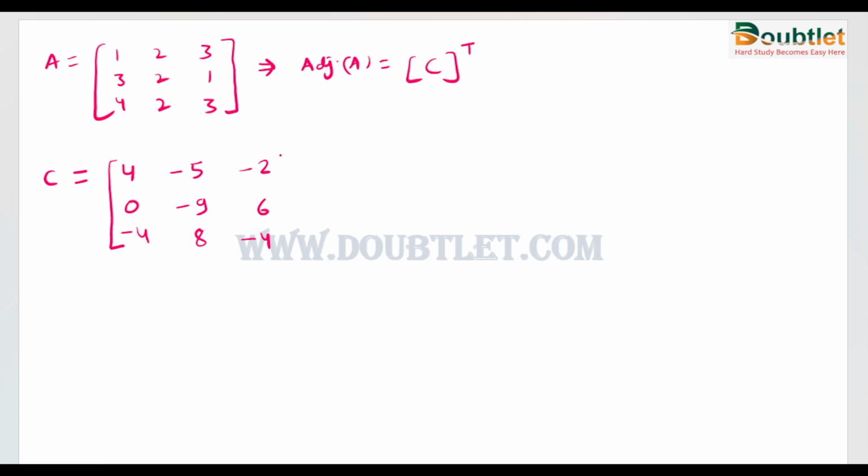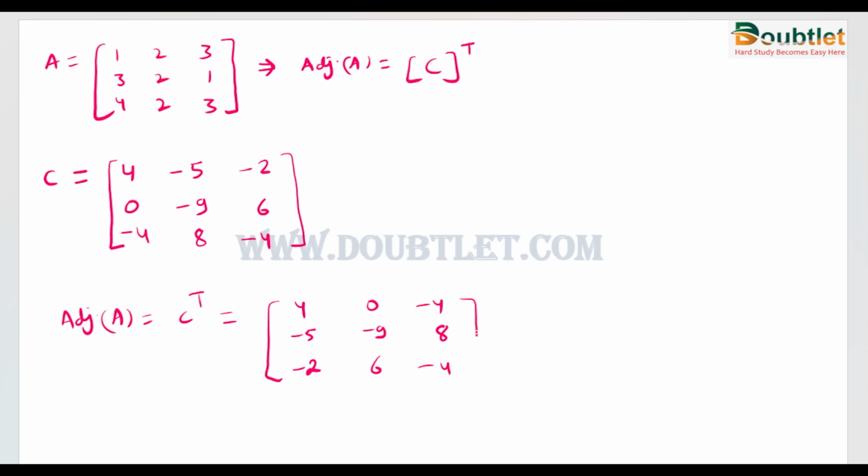Now to find the adjoint of this matrix, we can write that the adjoint of A is the transpose of the cofactor matrix. If we find the transpose, then we just change rows and columns. So the first row will be the first column, the second row will be the second column, and the third row will be the third column. So this is the final answer, and we can check this by putting these values into the calculator on my website.